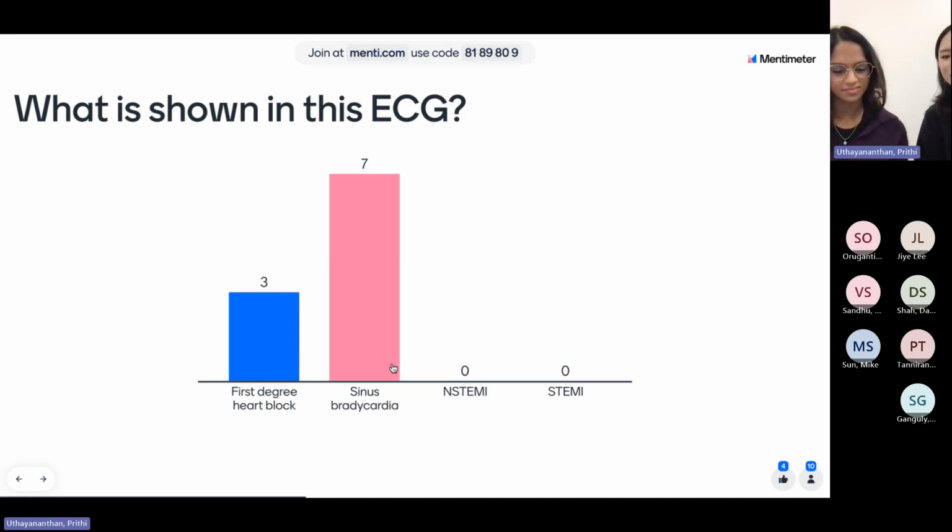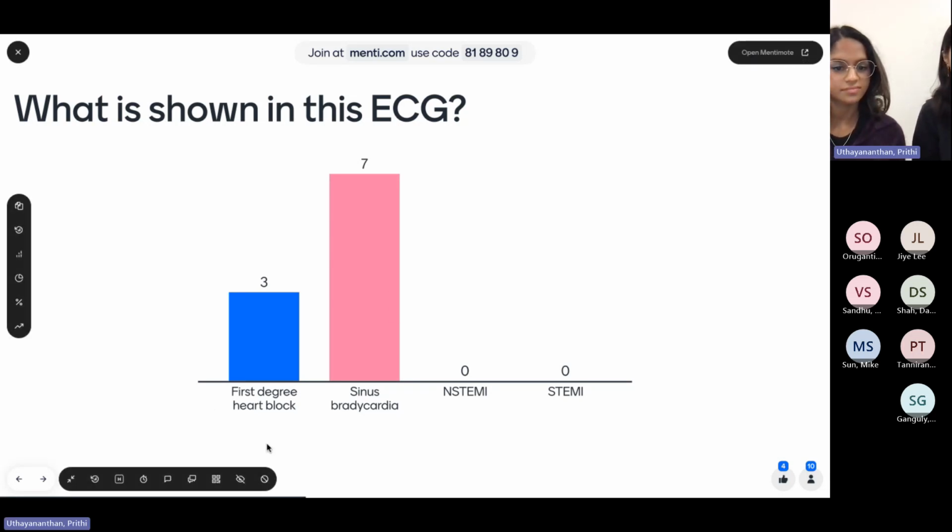I think the right answer is sinus bradycardia. Just because there's no prolonged PR interval, which is what first degree heart block would look like. There's just a big space between each heartbeat, which means it's just bradycardia and it's in sinus rhythm.